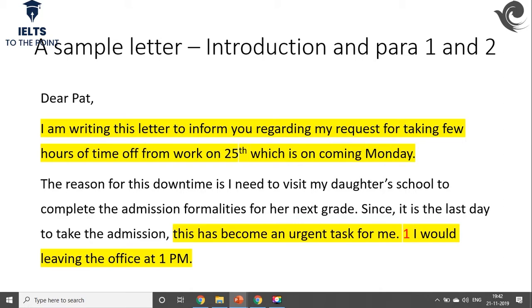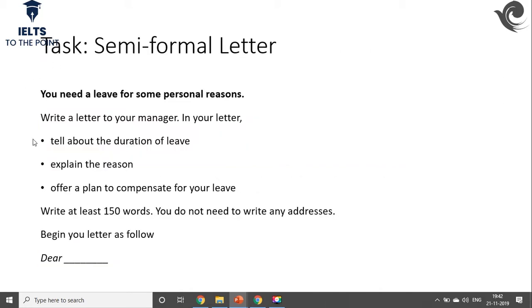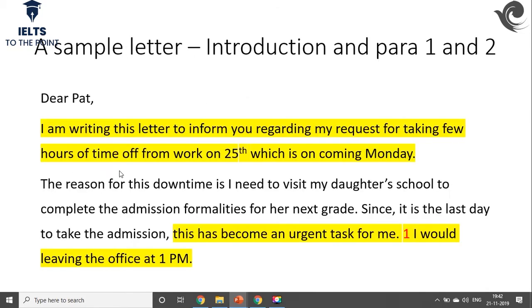"The reason for this downtime is need to visit my daughter's school to complete the admission formalities for her next grade. Since it is the last day to take admission, this has become an urgent task for me. I would leave the office at 1 p.m."